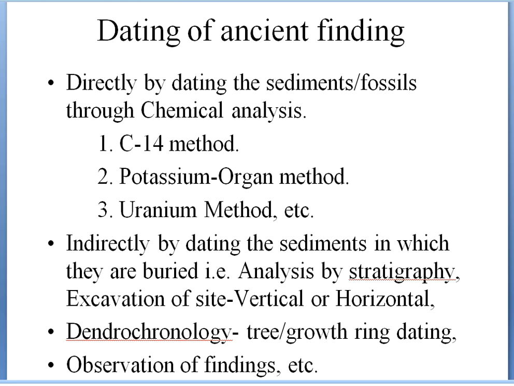If the material is older than this, then the potassium argon method is used. This method dates material, the findings, up to 1 lakh years ago. And if the things are older than this, the uranium method is used. This uranium method dates any material between 10 lakh years ago and 1 billion years ago. So by chemical analysis, we can date any material. Second, indirectly by dating the sediments in which they are buried.